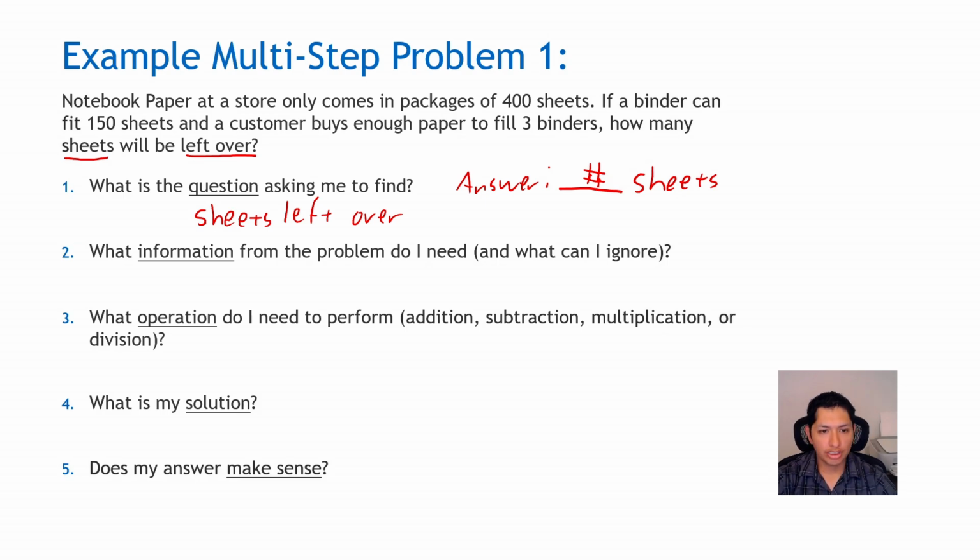So number 2 is what information from the problem do I need, and further, what can I ignore? So once again, like the previous problems, it gave me 3 pieces of information. That a store only comes in packages of 400 sheets. So in this scenario, the store cannot, and you know, think about real life scenarios.